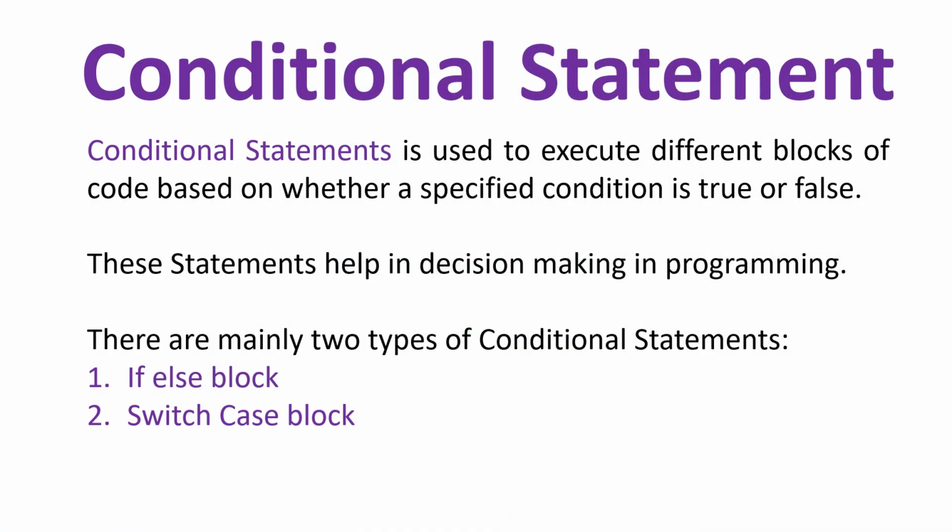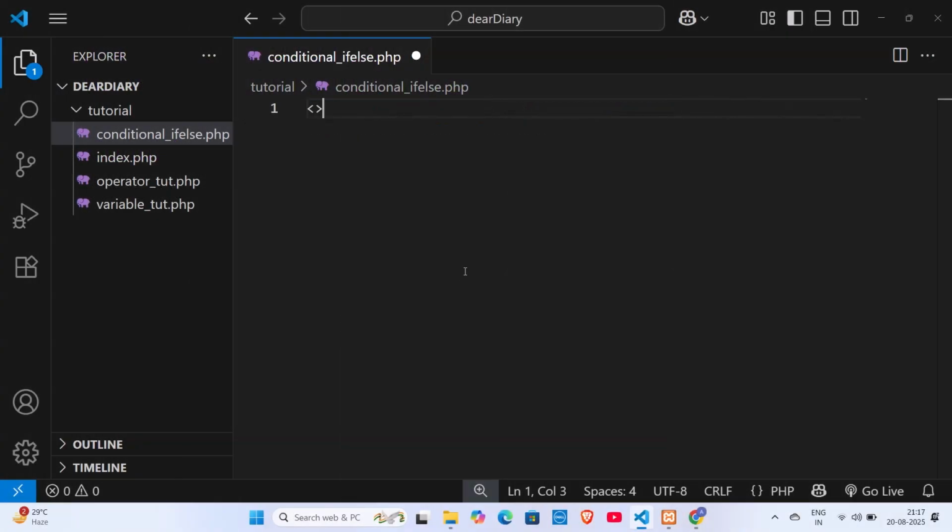Moving on to the next topic, which is conditional statements. Conditional statements are used to execute different blocks of code based on whether a specified condition is true or false. These statements help in decision-making in programming. There are mainly two types of conditional statements: if-else block and switch case block. Let's understand each of them through examples in detail.